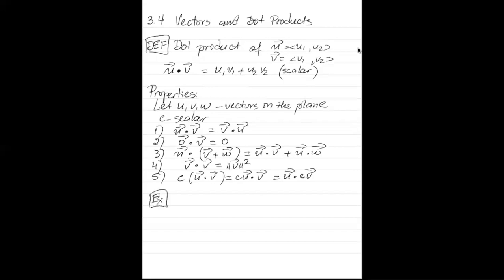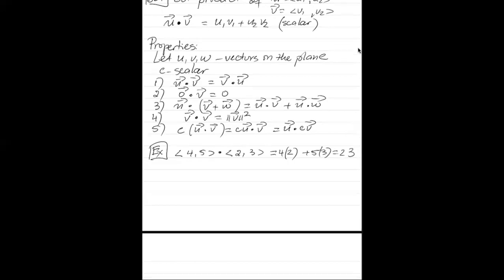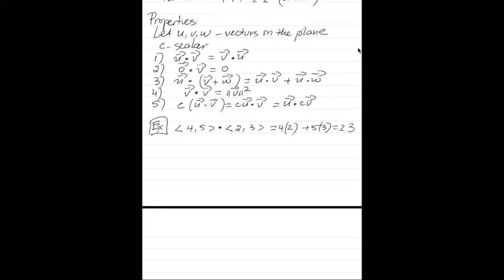Example: if I have a vector with components 4, 5, and I want to multiply by another vector with components 2, 3, this is called a dot product. We multiply the corresponding components: 4 times 2 plus 5 times 3, and that is 23.